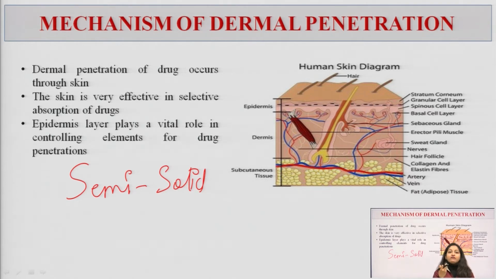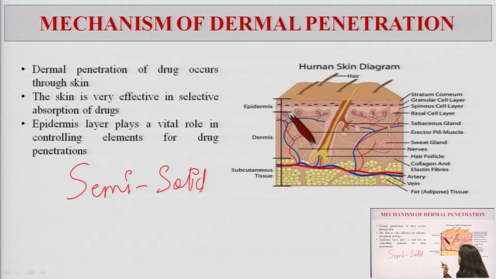Whatever action we want, for example, if we want antifungal action, we get that antifungal action. If we want an emollient effect, we get that emollient effect. So, the effect is very important, and for that purpose the penetration of the drug is also very important. In this entire presentation we are going to understand the various routes through which dermal penetration of the drug occurs.